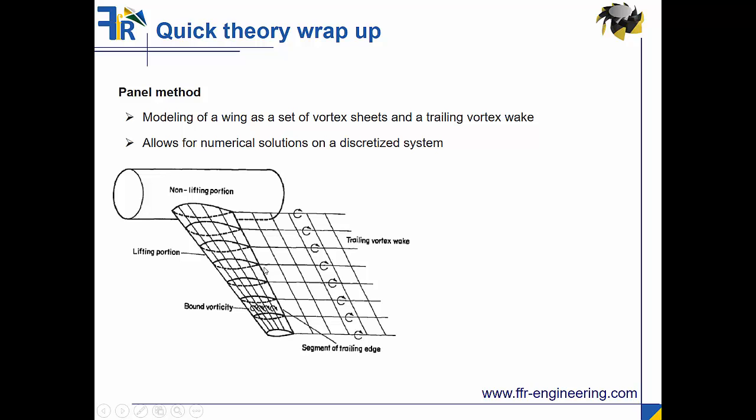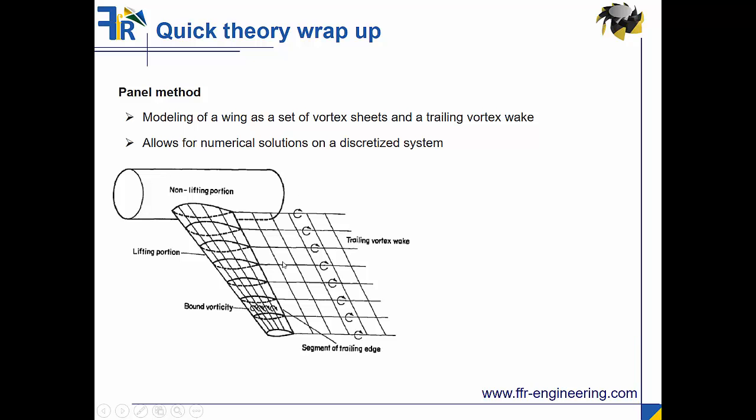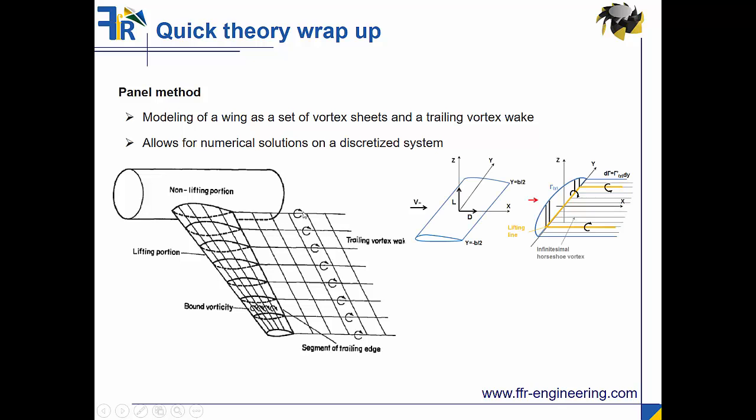And then here you have the trailing edge, and from here leaves this bound vortex. And this is like the trailing vortex wake, so this is the wake. And then along the wake, you also take discrete points where you can evaluate the velocity field. So this is then really the discretized system used in the numerical solution.